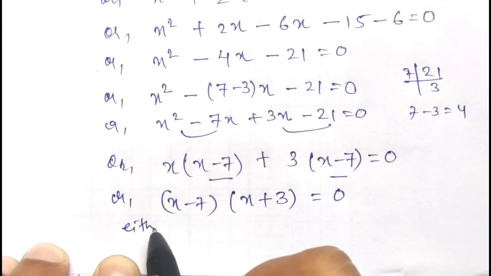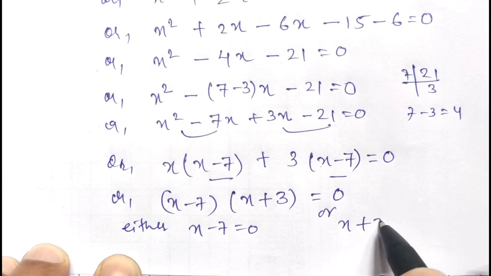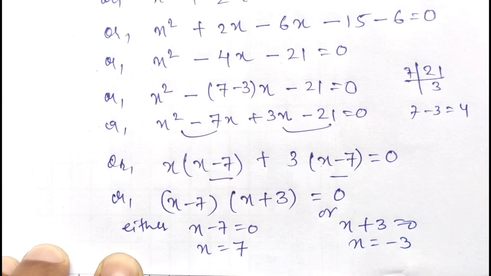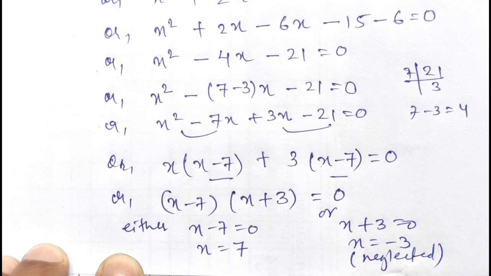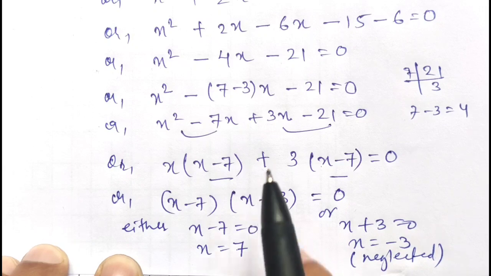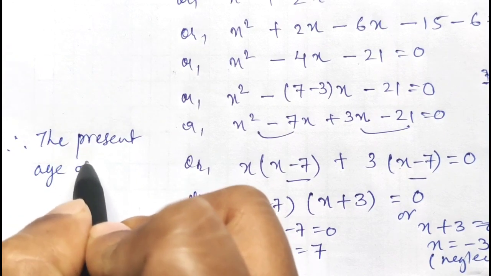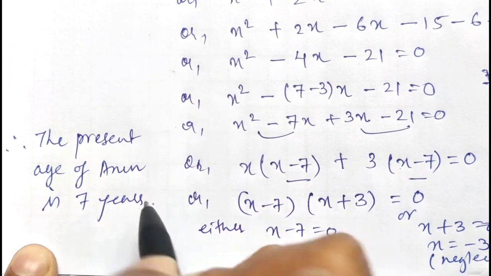So now either x minus 7 is equal to 0 or x plus 3 is equal to 0. From here we get x equals minus 3, and from here we get x equals 7. Now x equals minus 3 is neglected. Why? Because what is x? x is the present age of Arun, so age cannot be negative. So we neglect minus 3. So the value of x is 7. Hence the present age of Arun is 7 years.